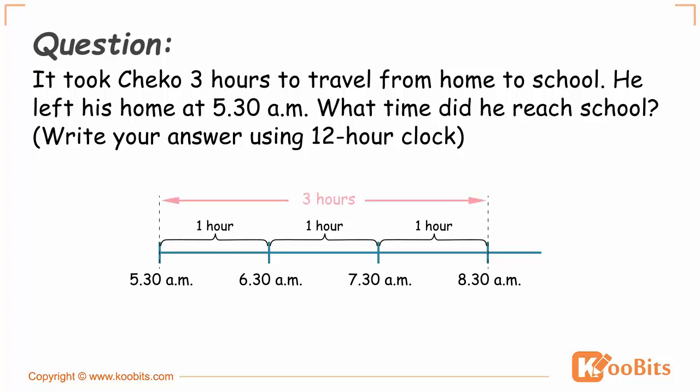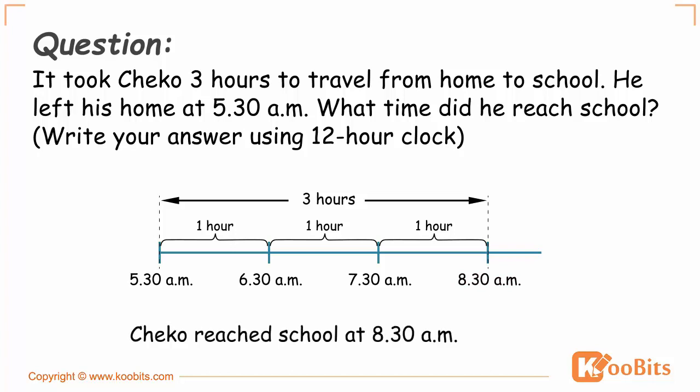According to our timeline, we can see that 3 hours after 5:30 a.m. is 8:30 a.m. This is the time he reached school when he left home at 5:30 a.m. and traveled for 3 hours. Hence, Chico reached school at 8:30 a.m.